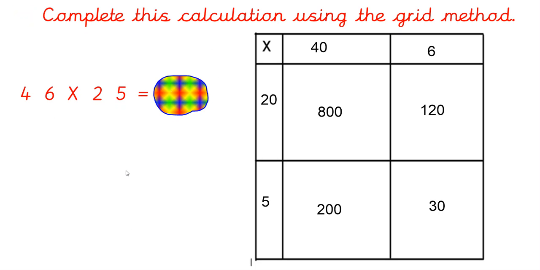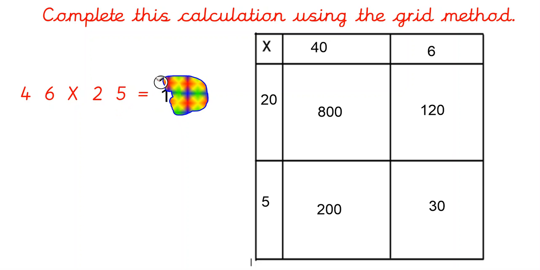So you can see that I have started to use my grid method to multiply 46 and 25. I've just got the adding up part to do. So can you complete my adding up part and answer my question? 46 times 25. Pause the video and have a go.